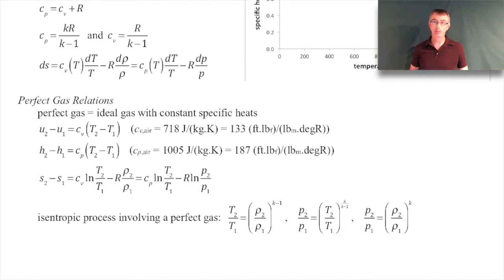Now, if we were dealing with an isentropic process involving a perfect gas, then the s2 minus s1 would be 0 in that expression. And so then you can relate temperatures and densities, or temperatures and pressures, or combining the two, you could relate pressure and density. And that's what's given here. We'll make use of these relations often as well. So, an isentropic process involving a perfect gas: you can see how the temperature and density are related through the specific heat ratio, and the pressure and temperature relation, and the pressure and density relation. Again, everything that I've presented so far should all be review for you. You just have to refresh your memory from your thermodynamics course.